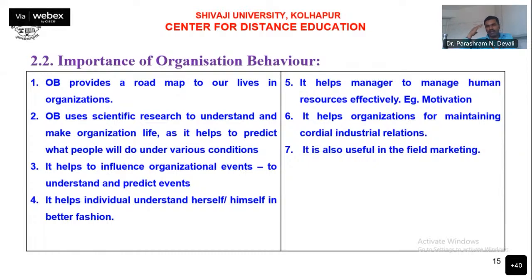Then next, it helps the manager to manage human resource effectively. For example, motivation. Means motivation is there. When we want to manage the people, when we want to build a team, and when we want to achieve a particular task, goal, objective, that time we want to give motivation to our subordinates.